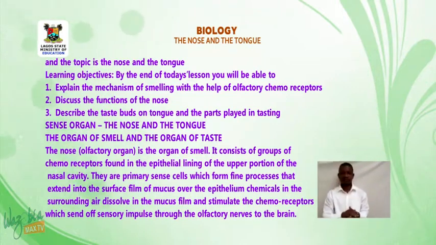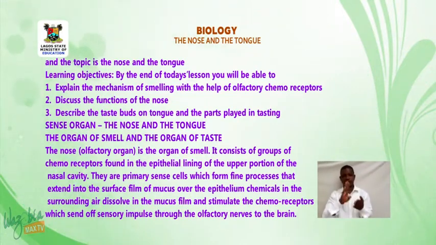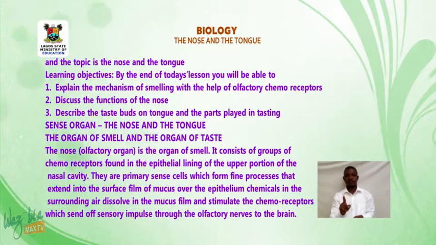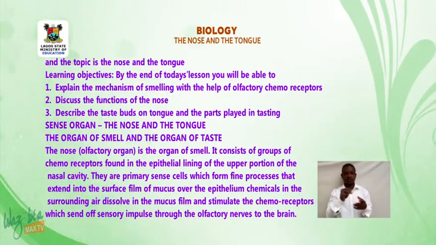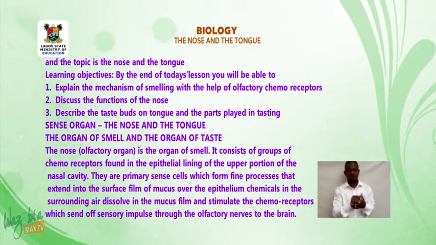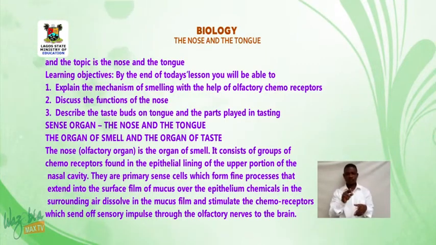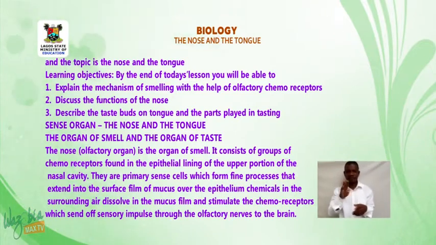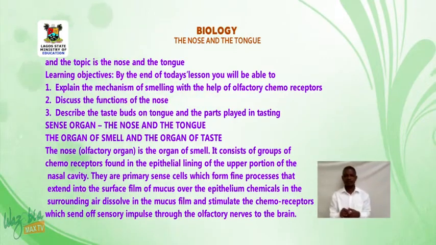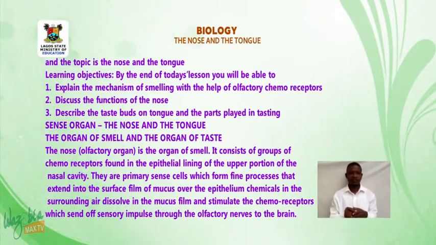The nose and the tongue. Learning objectives. By the end of today's lesson, you will be able to: 1. Explain the mechanism of smelling with the help of olfactory chemoreceptors. 2. Discuss the functions of the nose, which is the organ of smell. 3. Describe the taste buds on the tongue and the parts played in tasting. Happy listening.